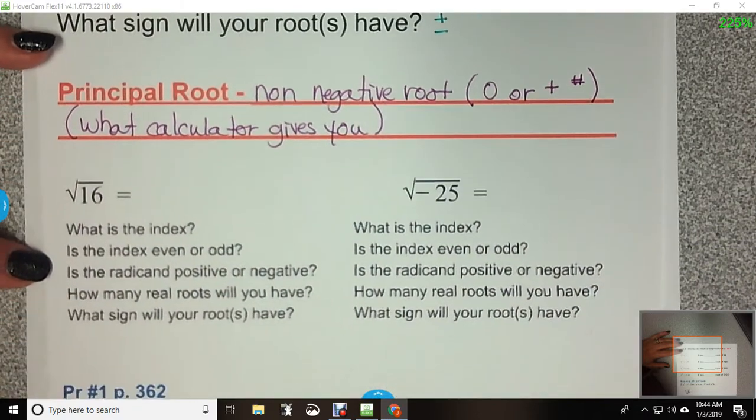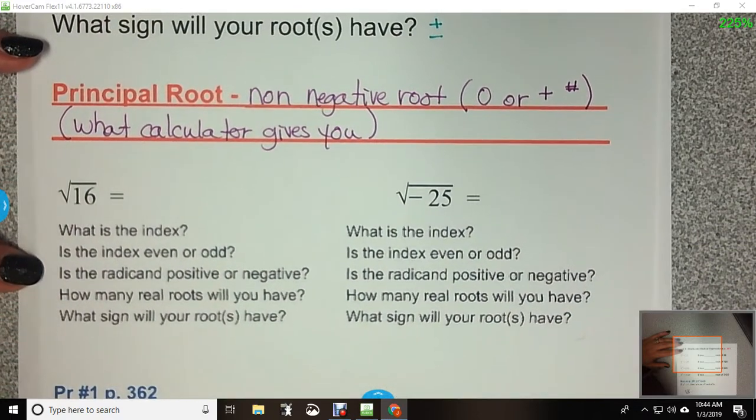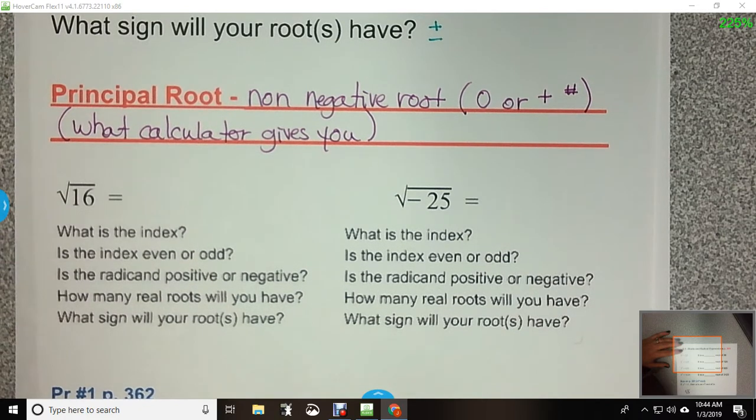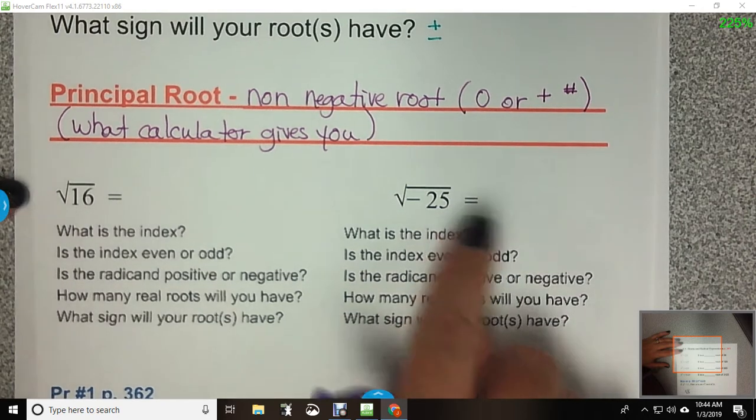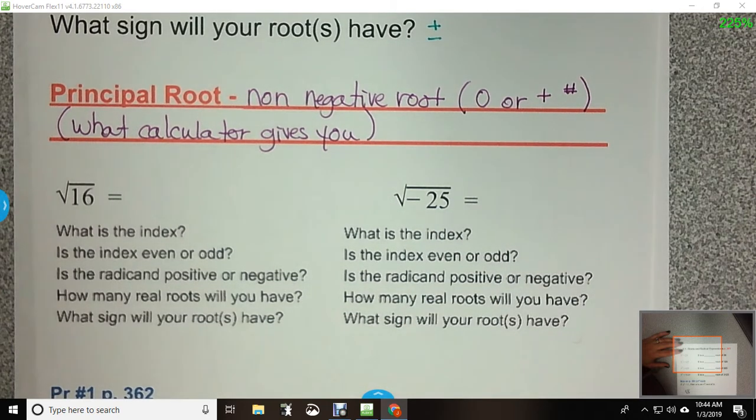All right, so 2 more examples here real quick. Why don't you go ahead and pause the video and see if you can answer these questions and actually find the roots. And then when you're done, unpause it and come back here.